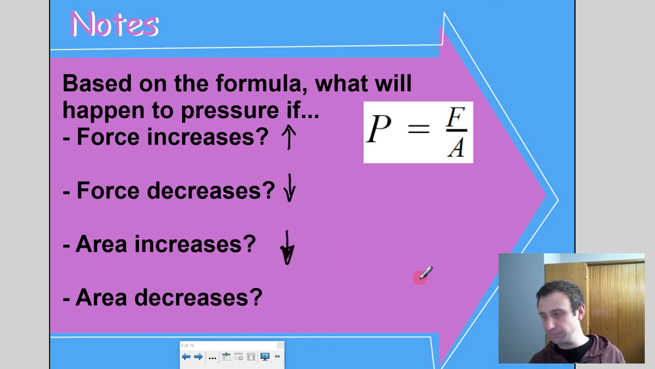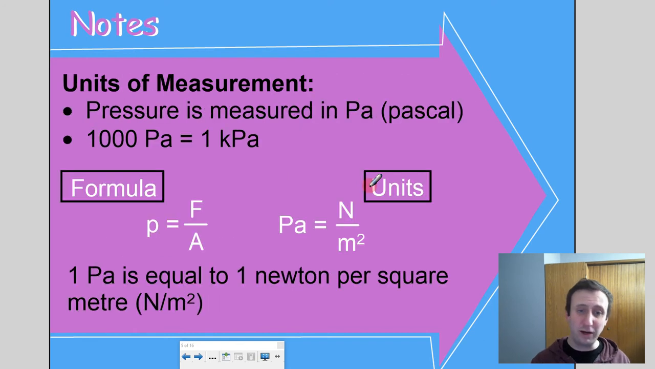Larger area means less pressure because it is the denominator. So as that gets bigger, my pressure is going to get smaller because I'm dividing by a bigger number. What if area decreases? So area goes down. Well, then pressure is going to go up because if I'm dividing by a smaller number, then this is going to end up being larger. So that's how the relationship works.